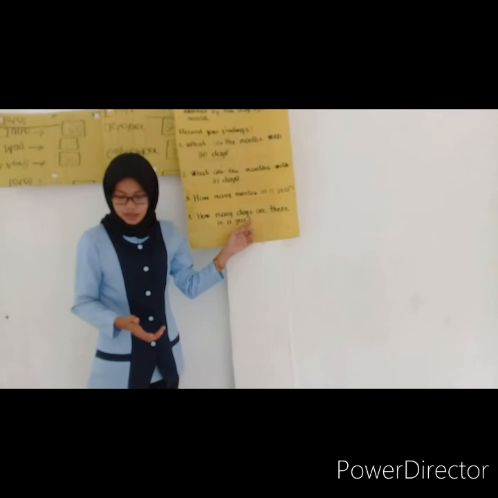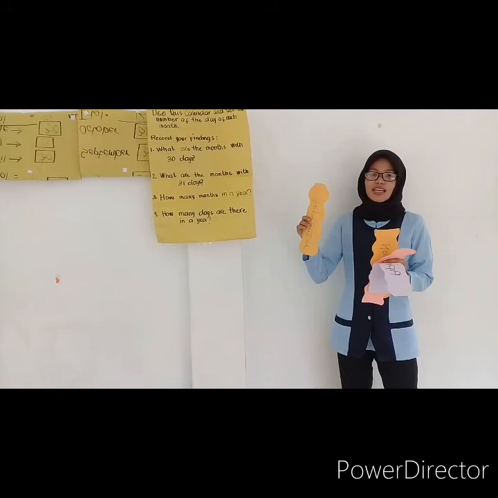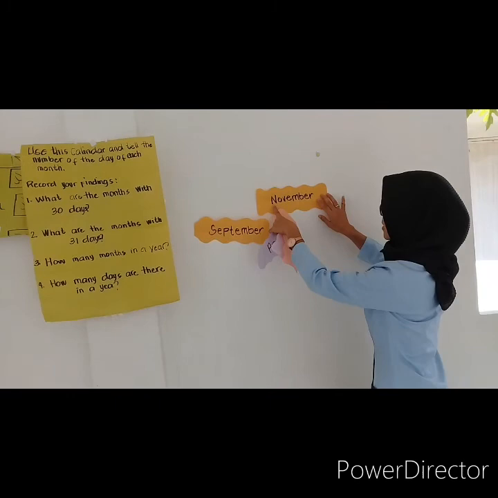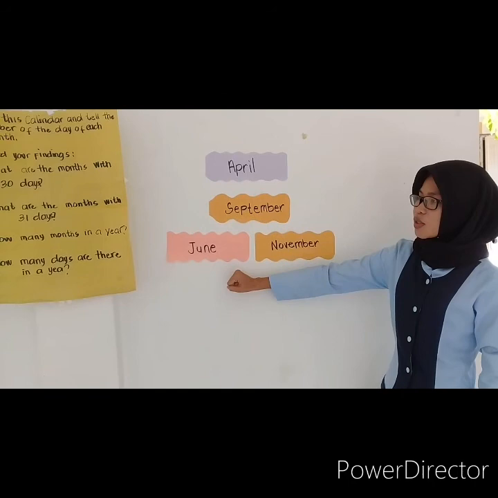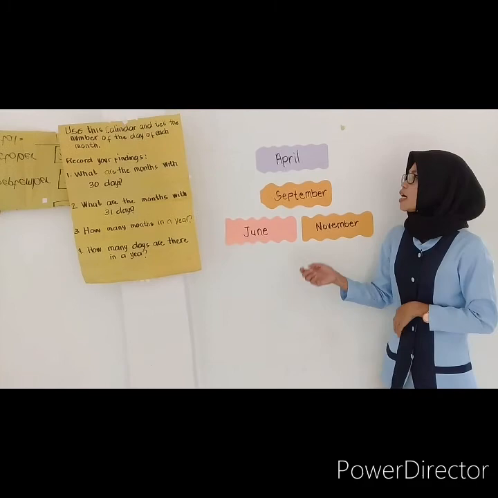Okay, representative from group 1, present your answer. The months with 30 days are September, November, June, and April. These are the months with 30 days: April, September, June, and November. Okay, very good. Let us give 5 claps for group 1. 1, 2, 3, 4, 5.